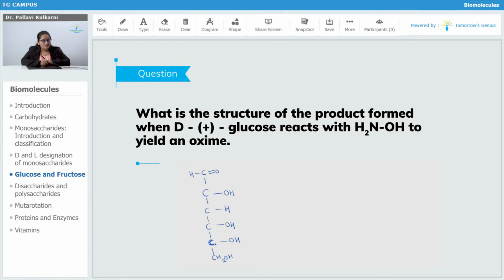on which the hydroxyl group is on the right hand side. Just write down the other things, that is hydrogen and OH group where needed. So it is H, it is OH, then it is H and H. So this is the D form of the glucose unit. Let us write down the reaction with the hydroxylamine.